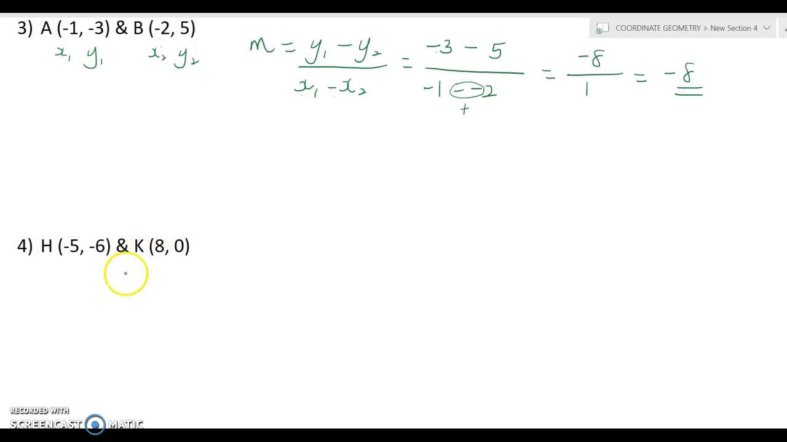And then lastly, number 4, h is negative 5, negative 6, so x1, y1, k is 8, 0, so x2, y2. So again, m is equal to y1 take away y2, all over x1 take away x2. Now, I really encourage you all, keep on writing the formula over and over. This way the formula will stick with you, right? You remember by writing over things, by writing it in steps as well, you remember it a little bit better.